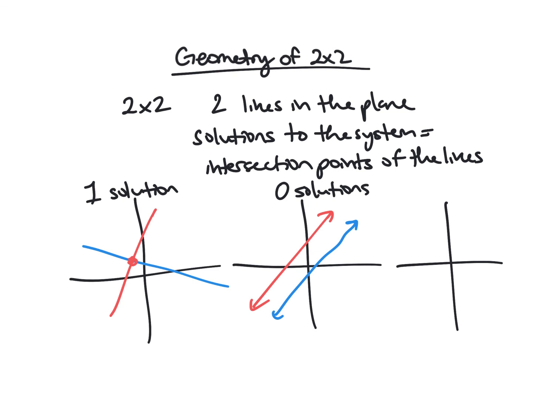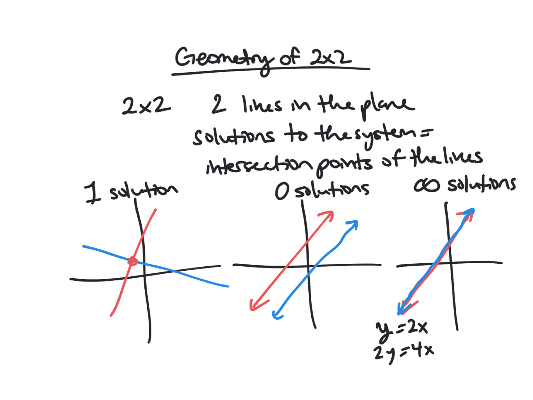And then, of course, you could have something that has infinitely many. This is something we saw in class, where we only had one equation, and so we just had one line. You could think of it even as one line where one is on top of the other. A very quick example of this would be y equals 2x and 2y equals 4x. These are the exact same line, just written in two different ways. And so this would be an infinite number of solutions.